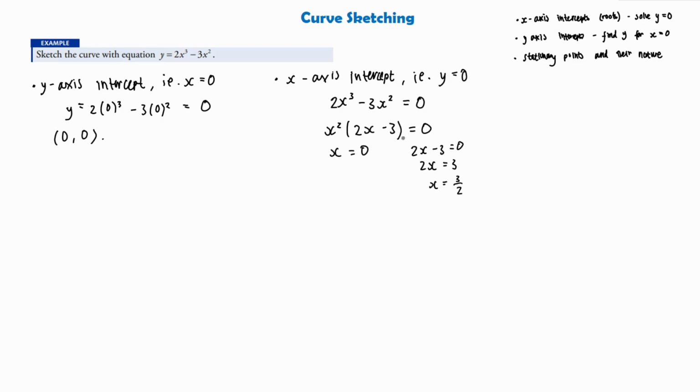So these are both our x coordinates for the x-axis intercept, and because we said the y coordinate is just going to be 0 at these, we would say that our x-axis intercepts are going to be (0, 0) and (3/2, 0).